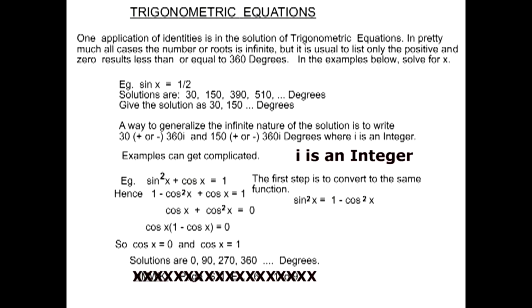When simplified, you end up with a quadratic equation: cos x minus cos squared x equals 0. Factoring, we get cos x times 1 minus cos x equals 0. And solving for this, you end up with cos x equals 0 and cos x equals 1. And the solutions are 0, 90 degrees, 270 degrees, and 360 degrees. These are the angles that we want between 0 and 360 degrees.